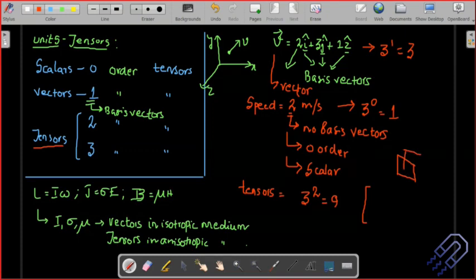Hello, sir. Sir, can you please describe the isotropic medium and anisotropic medium?